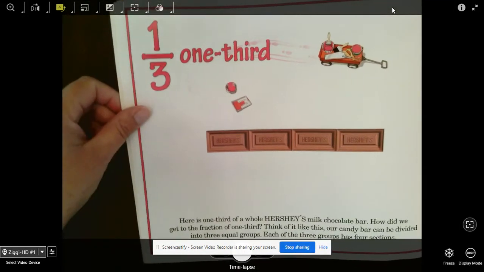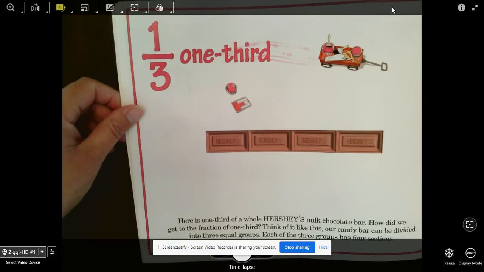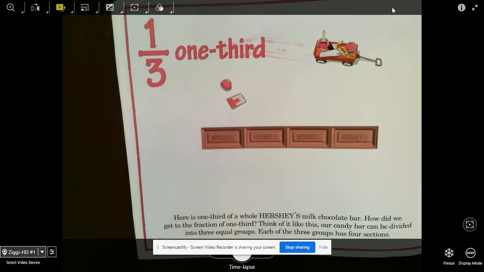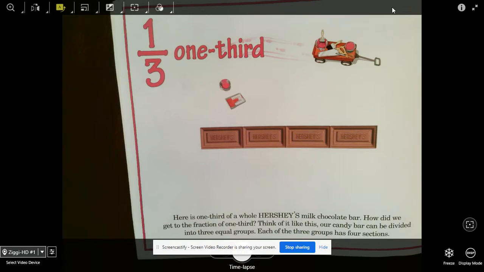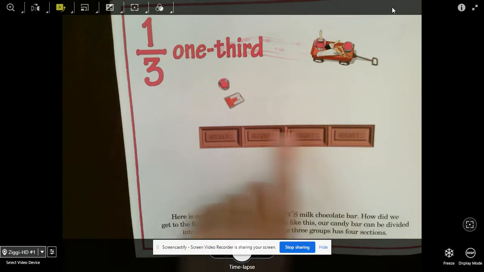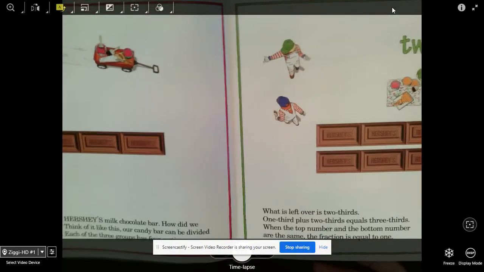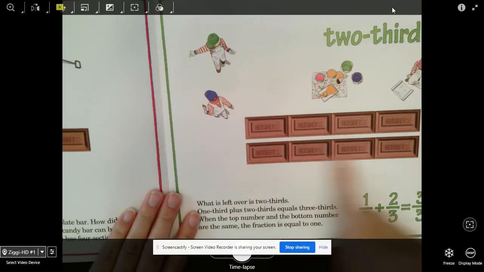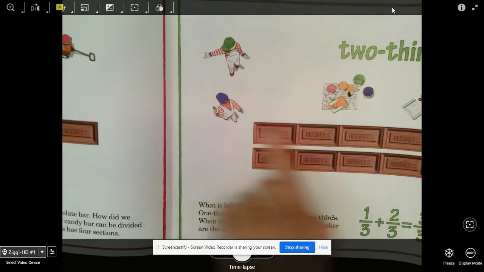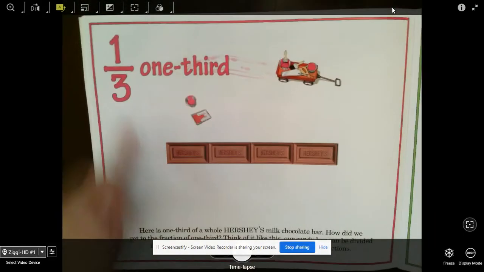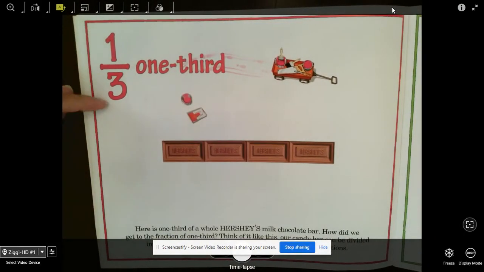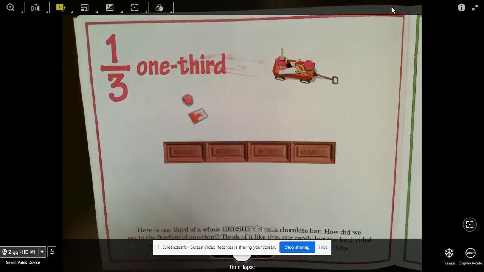Here is 1/3 of a whole Hershey's Milk Chocolate Bar. How did we get to the fraction of 1/3? Think of it like this. Our candy bar can be divided into 3 equal groups. Each of the 3 groups has 4 sections. Okay, so this is one section. 1, 2, 3, 4. One section, there's 4. This is 1/3. If I look at this, here is another section and another section. So 1 section, 2 sections, 3 sections. So this piece is 1/3. 1 of 3 of the sections.